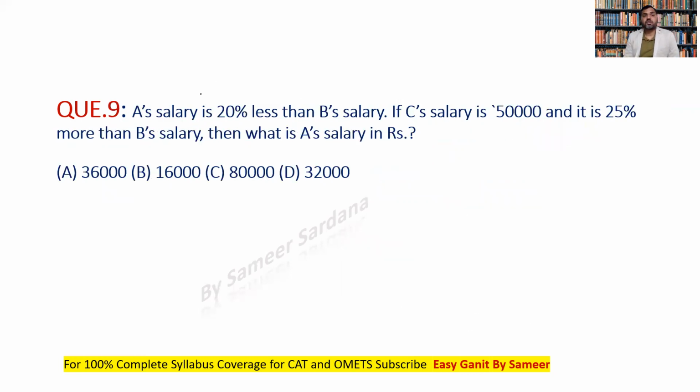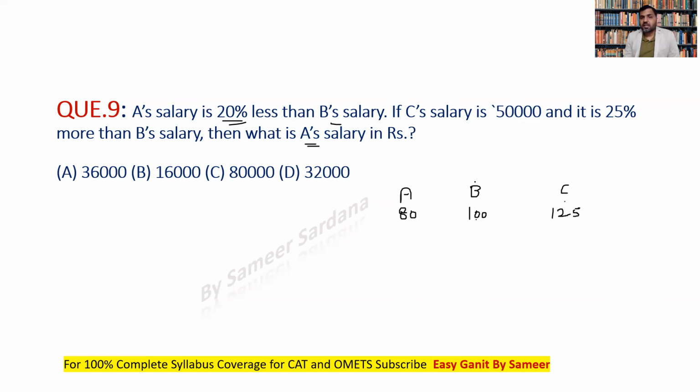Multiplying factor will make it very short. Next question: A's salary is 20% less than B's salary. So A, B, and C. If I assume that B's salary is 100, A's salary will be 20% less, which means 80. C's salary is 50,000 and it is 25% more than B's salary, so 125.